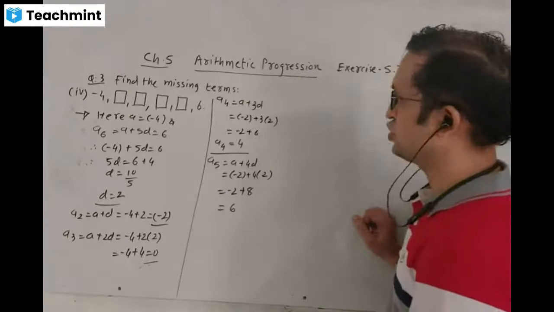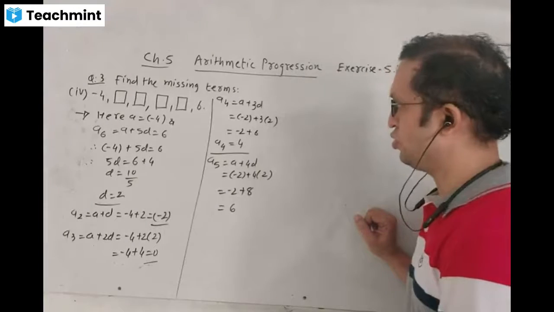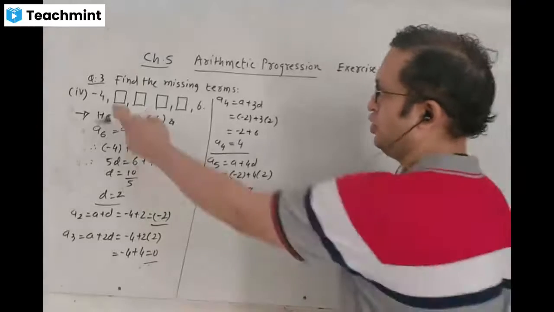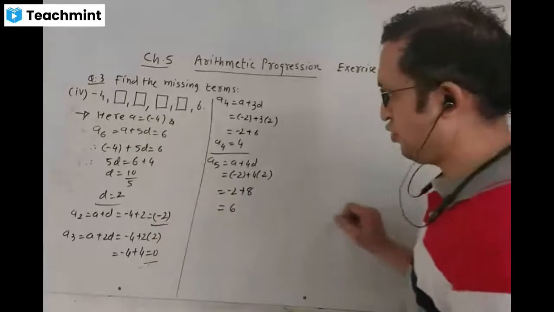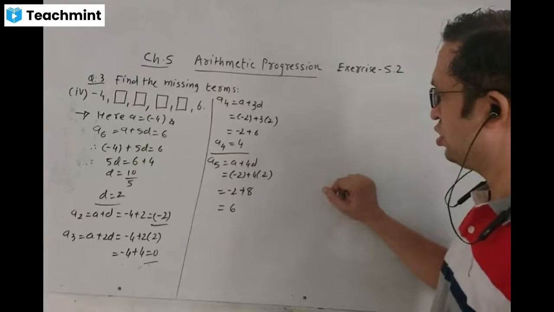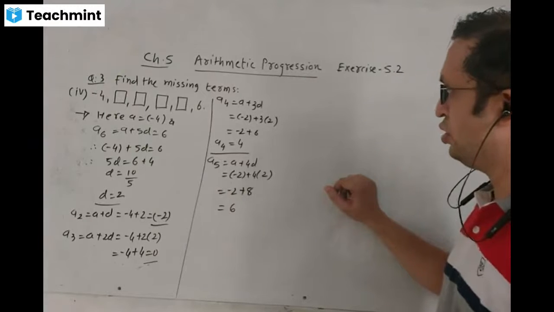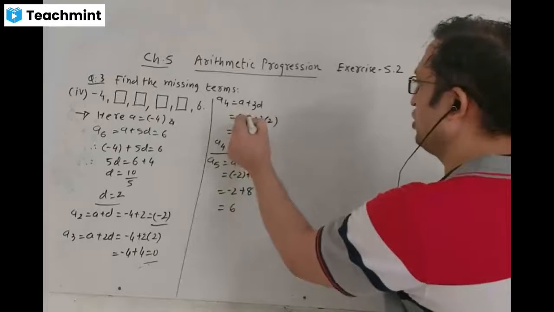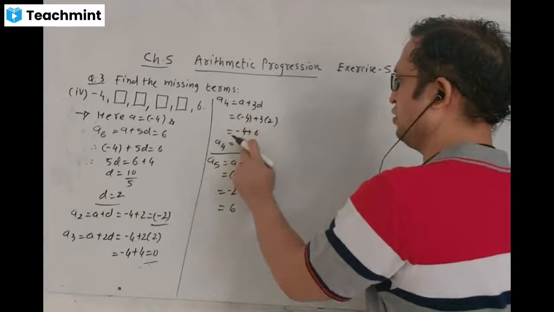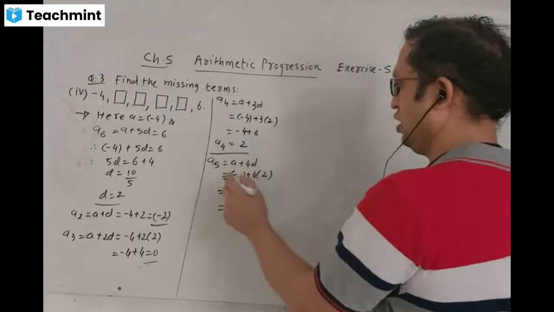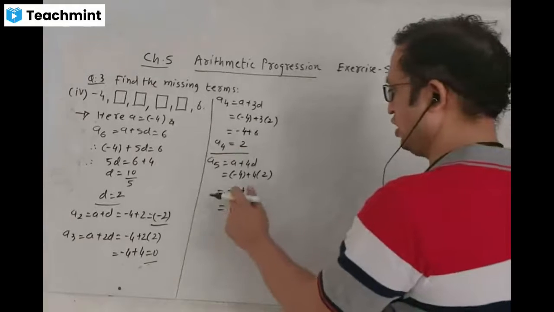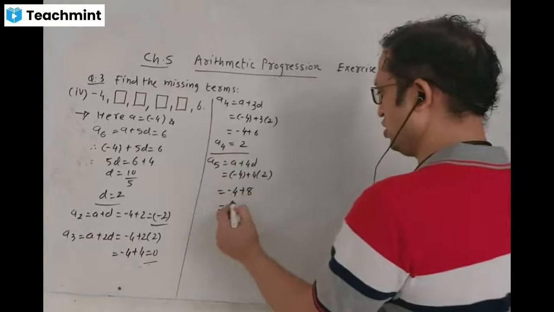One minute. Let me check: 1, 2, 3, 4, 5, 6. a4 is equal to a plus 3 into 2. Yes, a is equal to minus 4, not minus 2. Minus 4 plus 6, that is equal to 2. Okay, and a5 is equal to a plus 4d. Minus 4 plus 8, that is equal to 4.